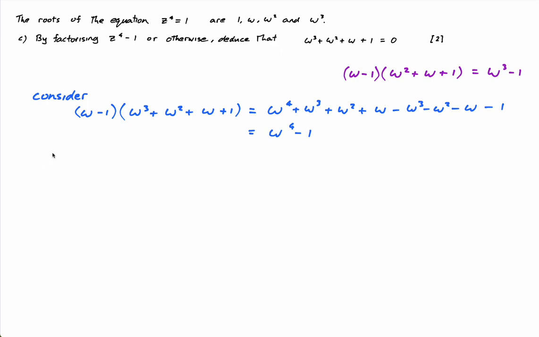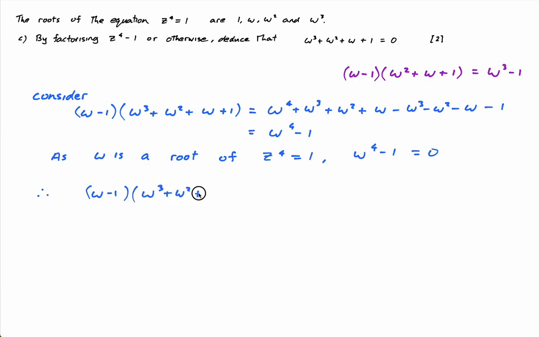And as omega, very much the same as part A, as omega is a root of z to the 4 equals 1, omega to the 4 minus 1 equals 0. Therefore, omega minus 1 times omega cubed plus omega squared plus omega plus 1 has to equal 0.